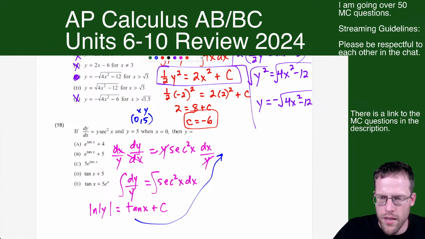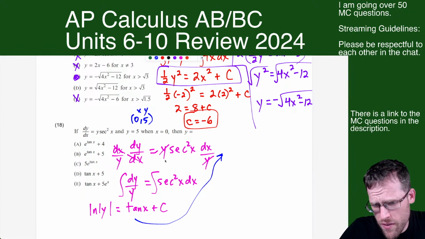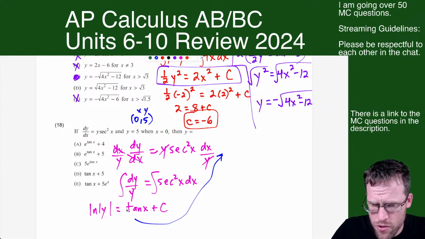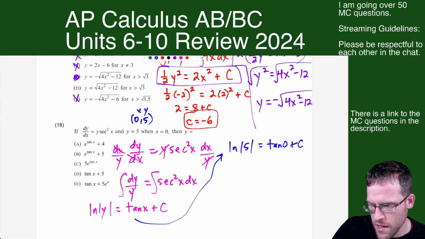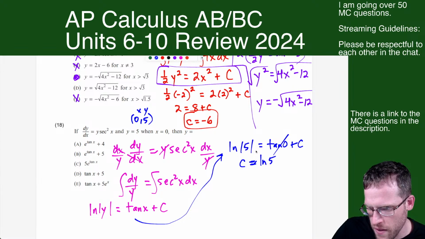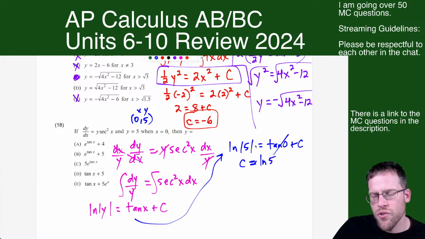So, all right, let's see. This is our general solution. Now I'm going to plug in x is 0 and y is 5. So I have natural log absolute value 5 equals tangent of 0 plus c. Tangent of 0 is 0, so c is equal to just natural log 5. The absolute value of 5 is 5, so I can just drop the absolute value.